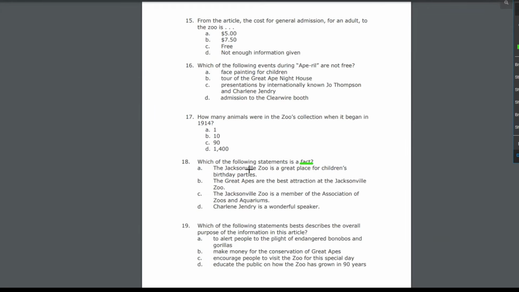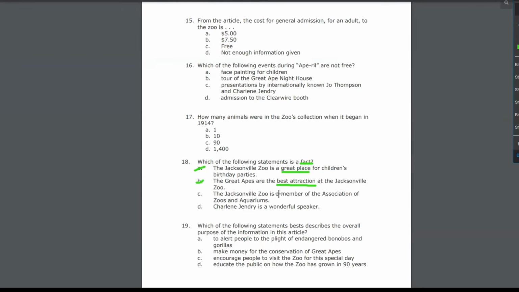So if we look at A, it says the Jacksonville Zoo is a great place for children's birthday parties. You see how it says a great place? That's an opinion, because somebody can really think something is great and I can think it's horrible. So that's not a fact. All right, B, the great apes are the best attraction at the Jacksonville Zoo. You see how we have the adjective best attraction? Again, opinion based, because somebody may not like apes. They may like the tigers. They may think that's the best attraction.